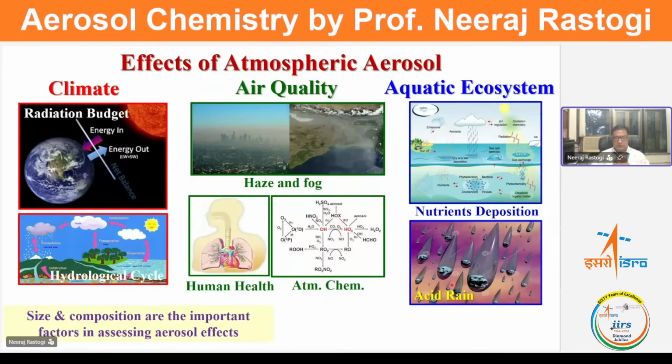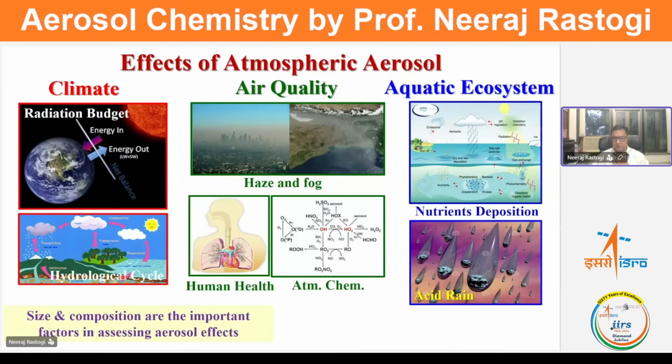And in any effect we talk about, the size and composition are the important factor. So for example, if somebody had talked to you about the optical properties, then he or she would have talked to you about the size parameter. So depending upon the size, scattering efficiency will be different. If the aerosol size is similar to the wavelength of the sunlight, for example, in the middle, that is green wavelength, then this scattering will be maximum. Otherwise, it will be different.